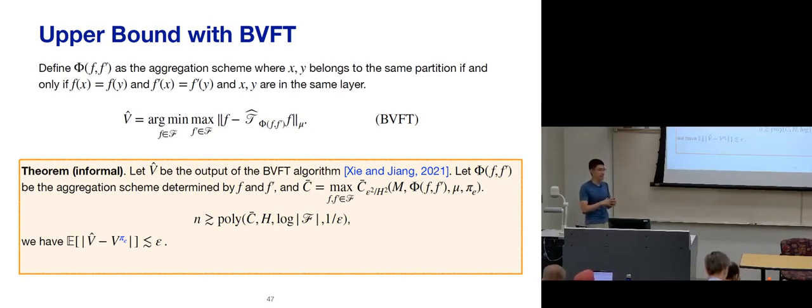Actually, one function class only gives one compatible aggregation scheme. That is, we aggregate those states that have the same value within this aggregation scheme. Yeah, it's unique. And here, you have to take this maximum over the tuples of functions in the function class. This is no longer an issue in the previous lower bound, because the function class there has only 2 items.